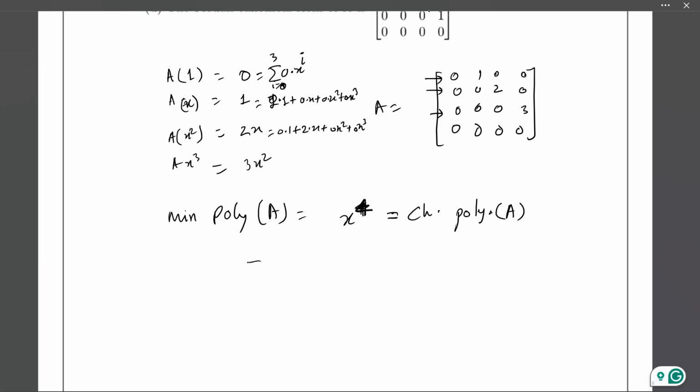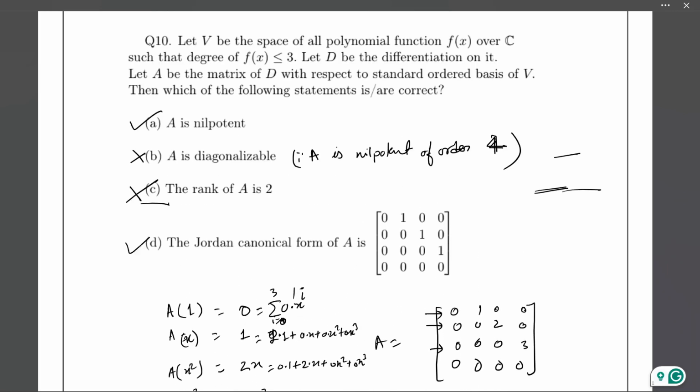So there should be a 4 cross 4 block, correct? A 4 cross 4 block with eigenvalue 0. So the diagonal should be 0 and the super diagonal should be 1. So this is correct. The last option is correct. You understood this? There should be a 4 cross 4 block. No other option, because the dimension of V is itself 4, so no need to search for any other eigenvalue or other block. The unique block you get is this.